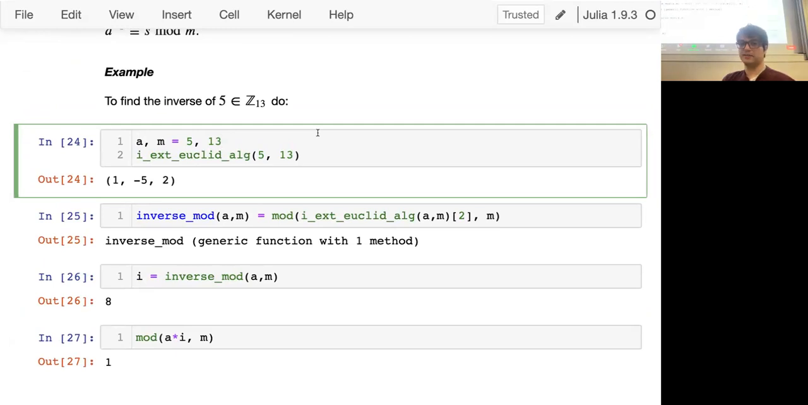Okay, so let's study this, right? I want to find the inverse of 5 mod 13. So I find the GCD of 5 and 13. Well, I find the Bezout coefficients for 5 and 13, which in this case are minus 5 and 2. Then I need to find 2 mod 13. I'm confused. Someone help me. How did I screw this up? This should be quite easy.